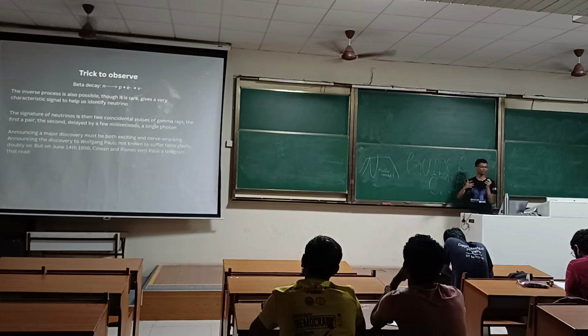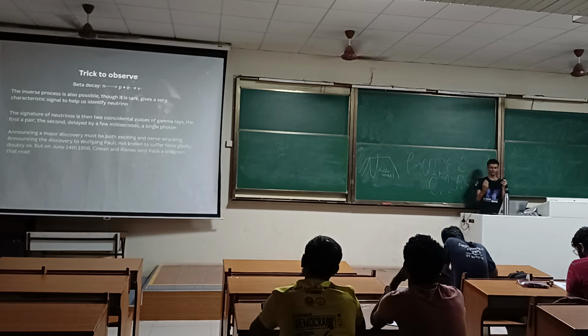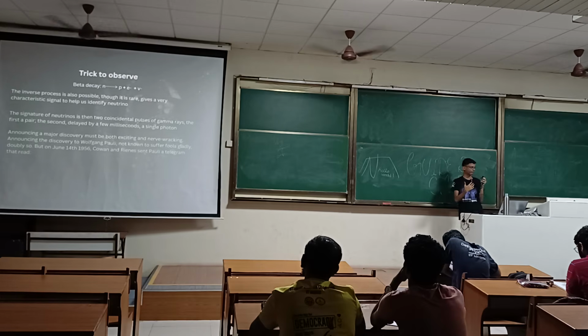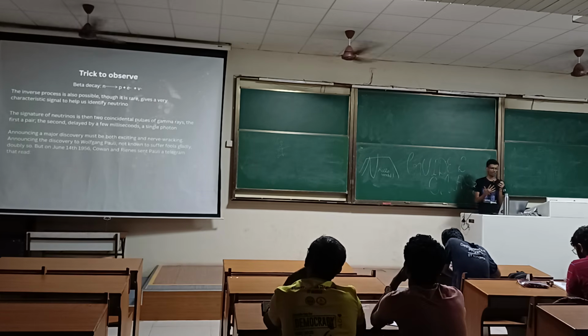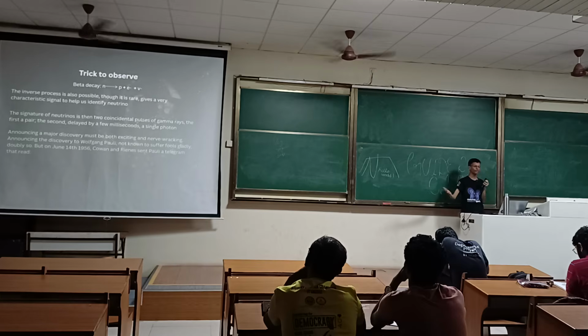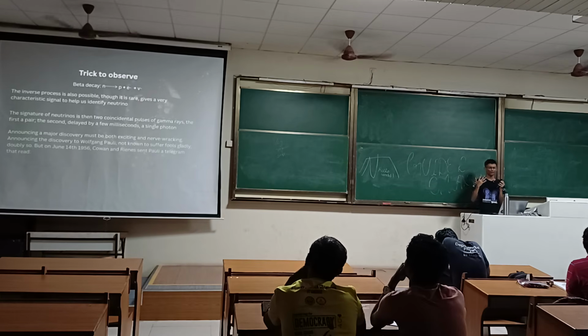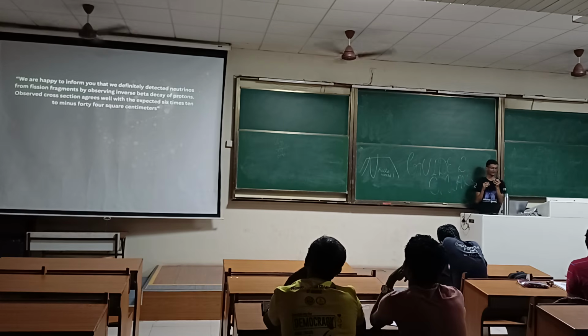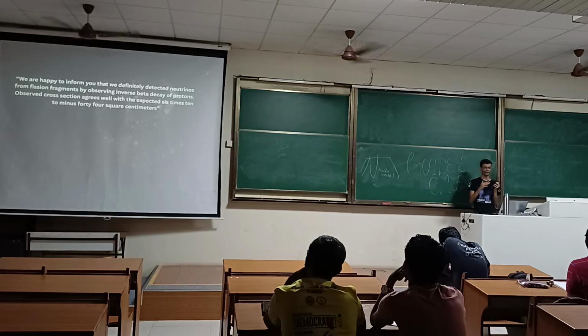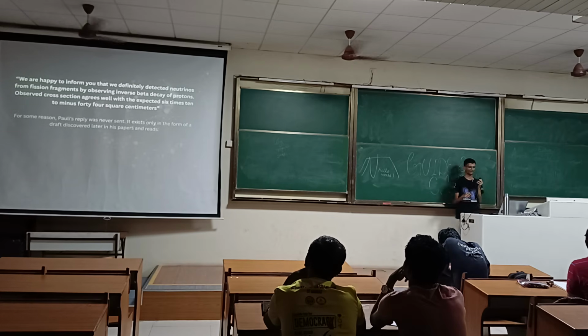Once this experiment was conducted, they actually did observe the pulses of gamma rays. Announcing this major discovery was an exciting and nerve-wracking thing for the scientists. But on June 14th of 1956, Cowan and Reines, who did this experiment, sent a telegram to Pauli that read: we are happy to inform you that we have definitely detected neutrinos from fission fragments by observing the inverse beta decay of protons. Interestingly, Pauli's reply was never sent.